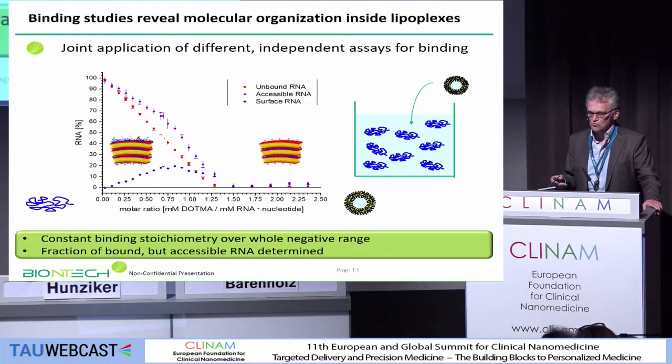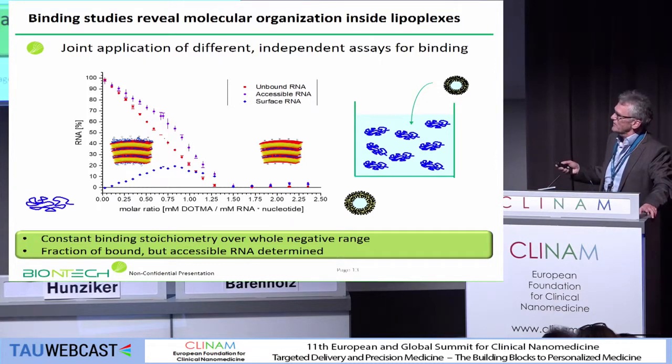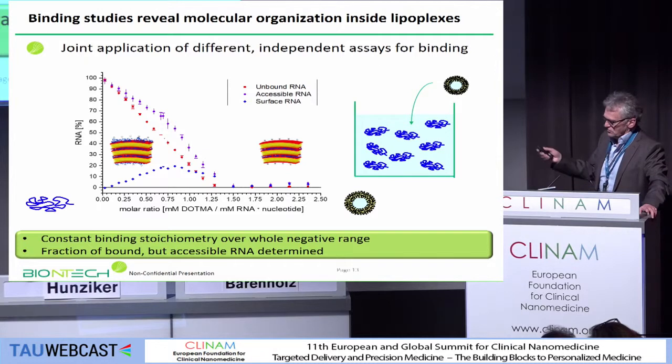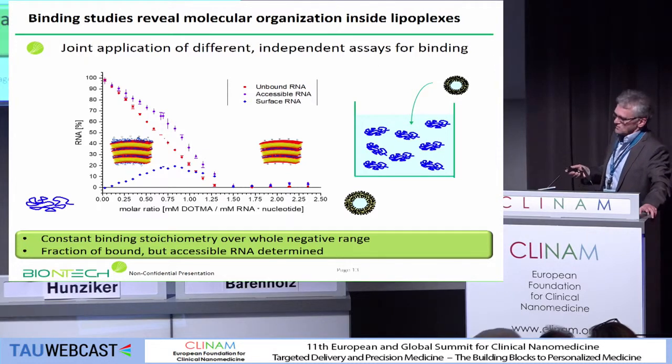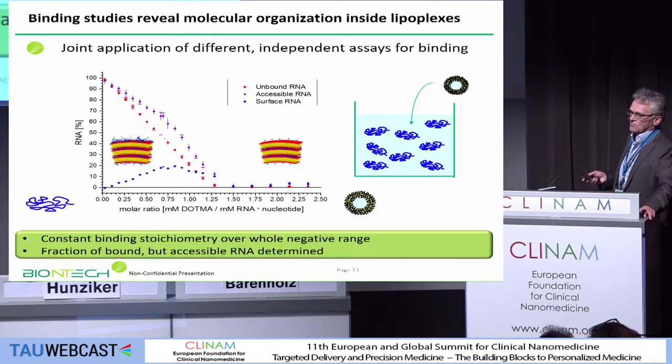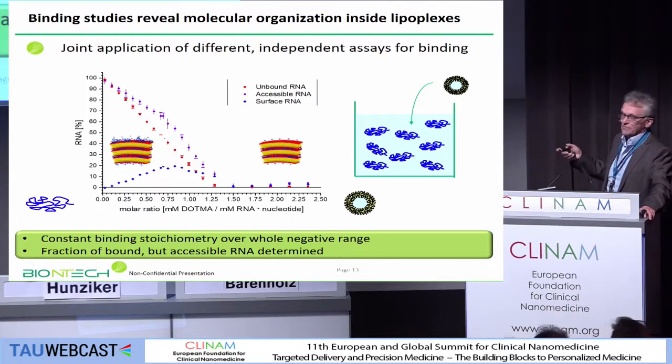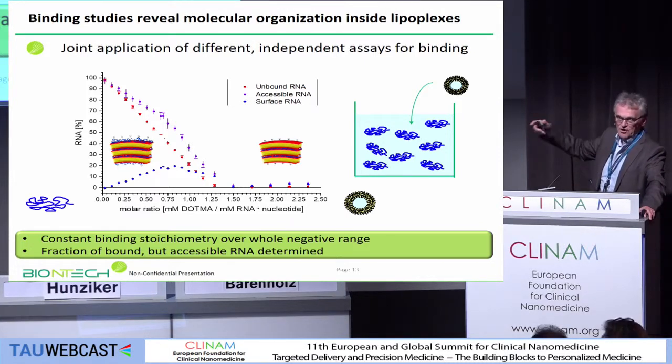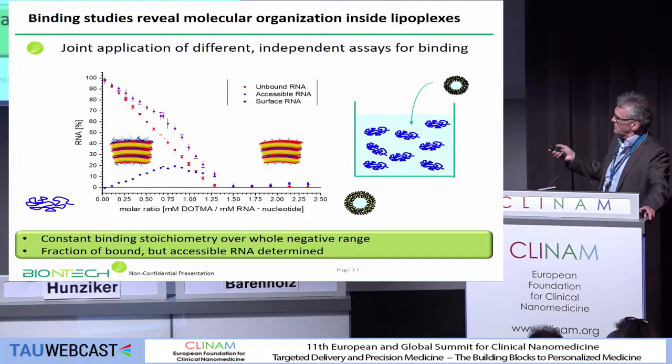Therefore, I am showing you now two further approaches to investigate a little bit more the internal molecular organization of such products, which then help to get a generic description. These are results from binding studies, where, very simply spoken, we took a beaker of RNA and added in small doses cationic liposomes to it. And we measured different parameters, like unbound RNA, by separating the particles from the free RNA dissolved in the bulk phase. This is the red data points.